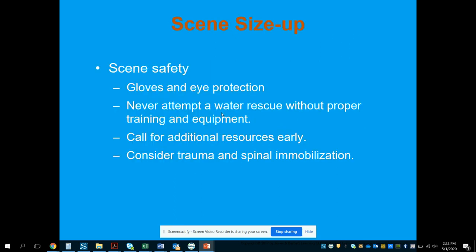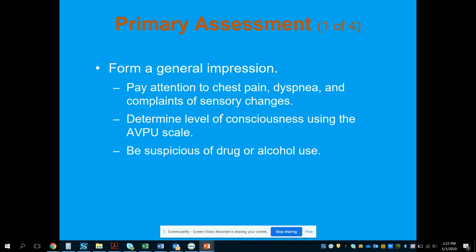So looking at scene safety, making sure that you have gloves and eye protection. Never attempt a water rescue without the proper training and equipment. Call for any additional resources that you need early. Consider trauma and spinal immobilization. Again, I'll post that video for you to be able to see how they are able to put a patient on a backboard in the water. Be suspicious of drug or alcohol use, especially if this is a teenager and you're concerned that that could be part of the influencing factors.